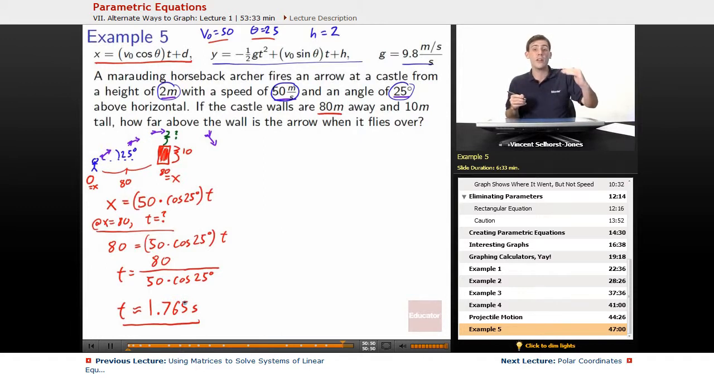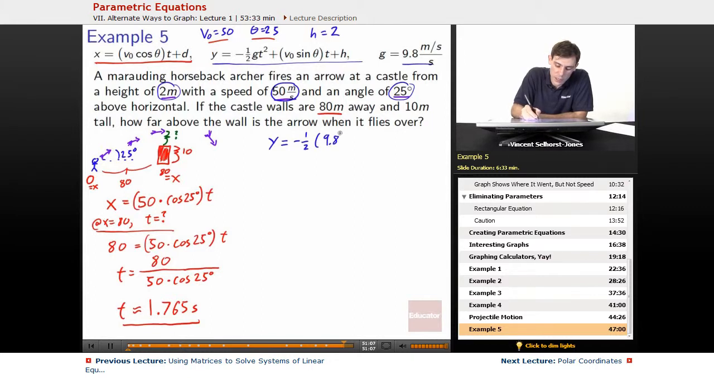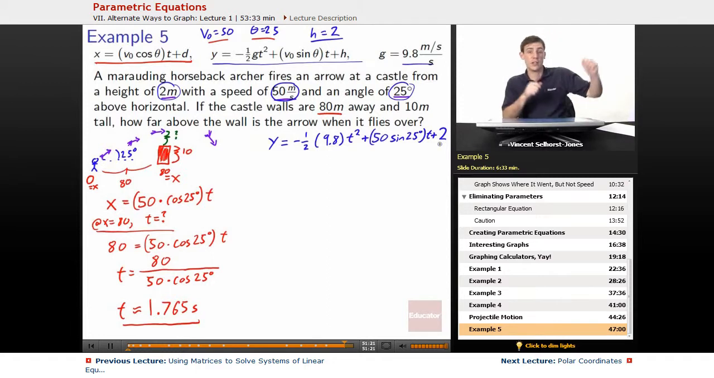Now we can figure out how high up the arrow is once it makes it to the walls horizontally. What is the arrow's height at that point? So now we use y. y equals negative 1/2 times 9.8, our acceleration due to gravity, times t squared, plus v0 sine theta, so 50 times sine of 25 degrees, times time, plus our initial starting height. Our initial starting height was 2, because he's on top of a horse, so he's firing it from above the ground.